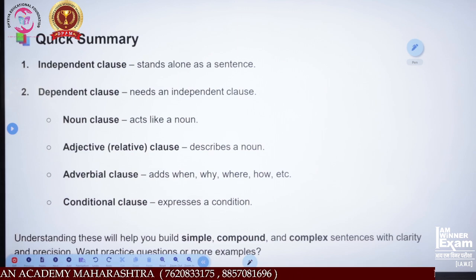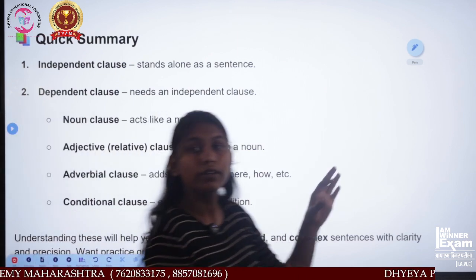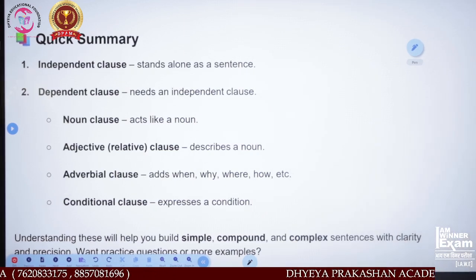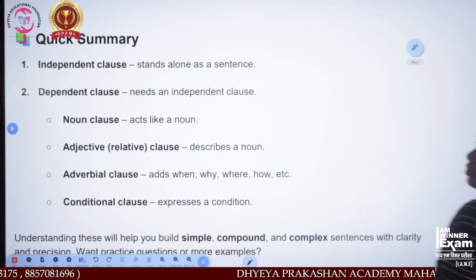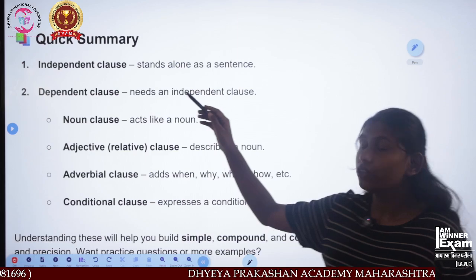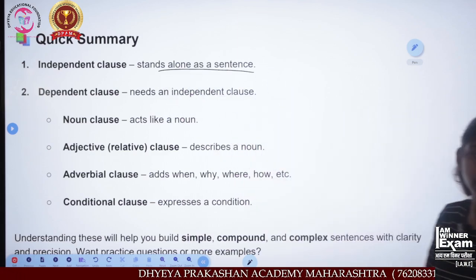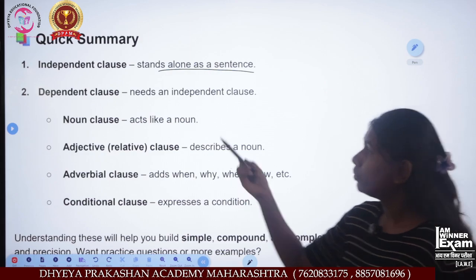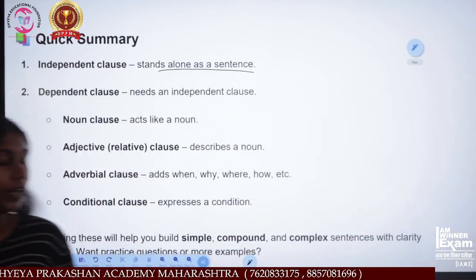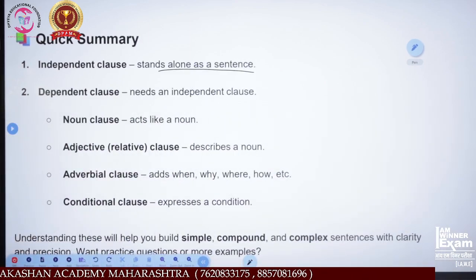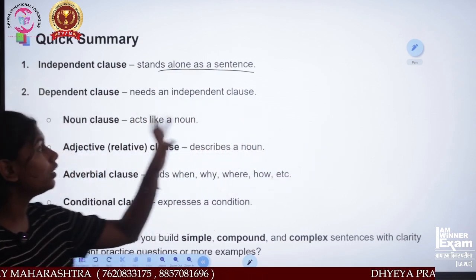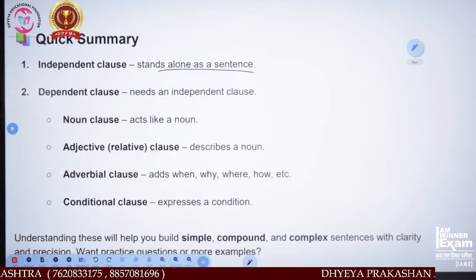Then next, now this is a quick summary of the types of clauses there are. What is meant by independent clause? That means it stands alone as a sentence, it doesn't need any other sentence to depend on. Okay. What is meant by dependent clause? Needs an independent clause. Means what? Needs one more sentence. Okay.